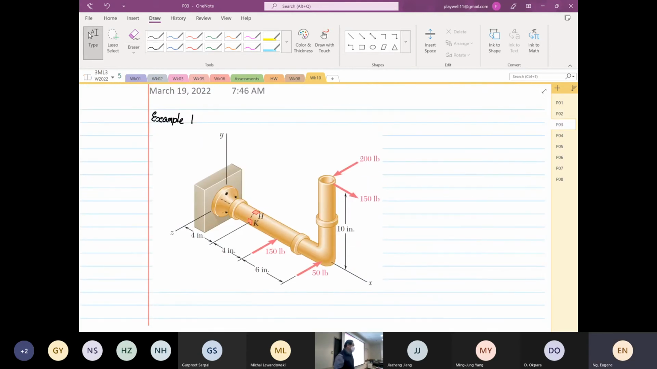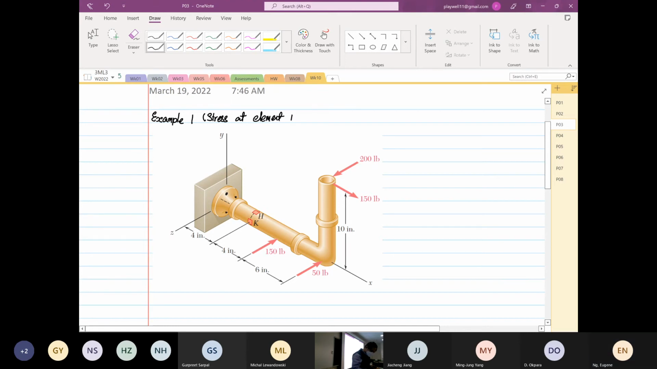Okay, we are going to analyze this structure now. We are going to determine the stresses at element H and element K. So we are going to calculate this. First of all, I'm going to teach you a list of procedure, and just follow this procedure. It is not difficult at all.